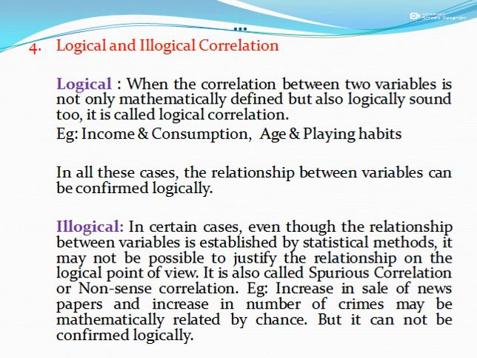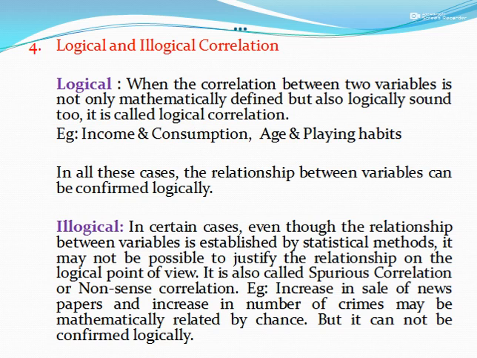What is logical correlation? If the correlation between two variables is confirmed mathematically as well as logically, it is called logical correlation. For example, the correlation between income and consumption can be defined mathematically and logically. Similarly, in case of variables age and playing habits, the relationship can be confirmed mathematically as well as logically, and therefore this is a logical correlation.